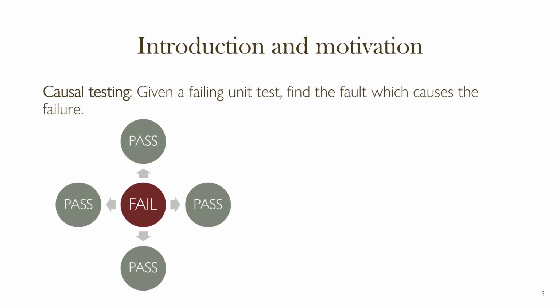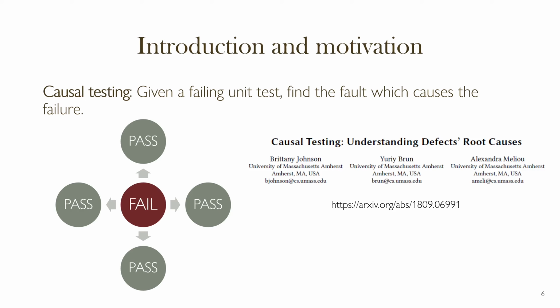DNNs are notoriously difficult to debug because they create their own abstractions for understanding data, abstractions that are rarely intuitive to humans. This black box problem makes it hard to understand why a DNN makes the choices it does. Causal testing's affinity for revealing the reason for failure would make it an effective testing approach for DNNs. However, there is no existing tool for performing causal testing on DNNs.